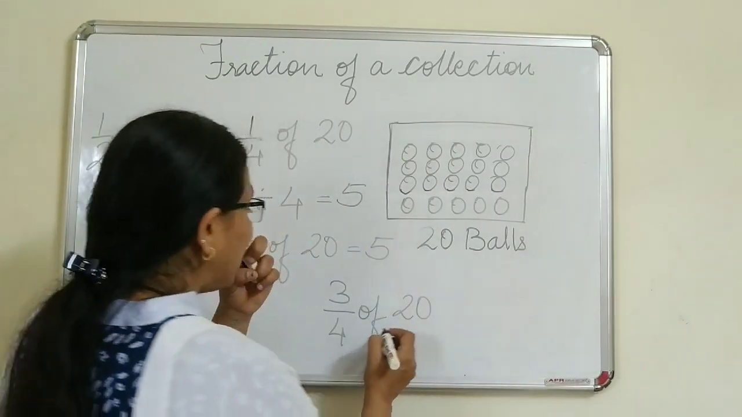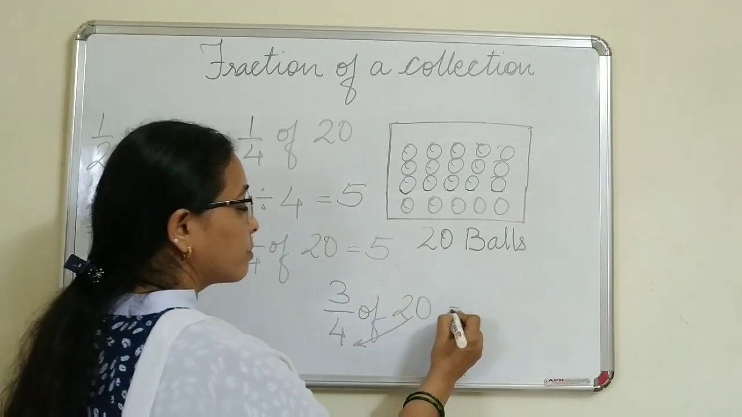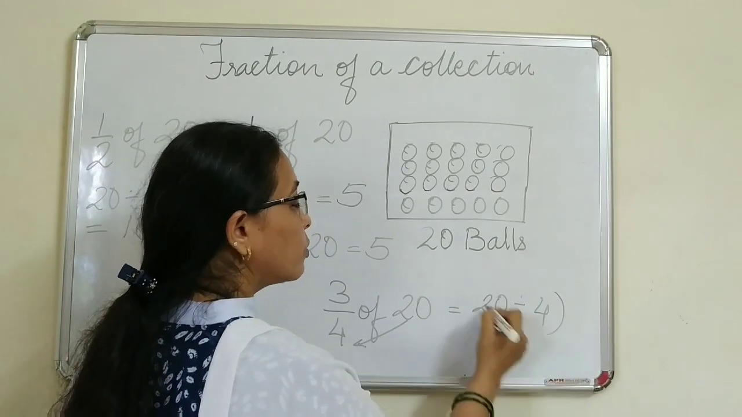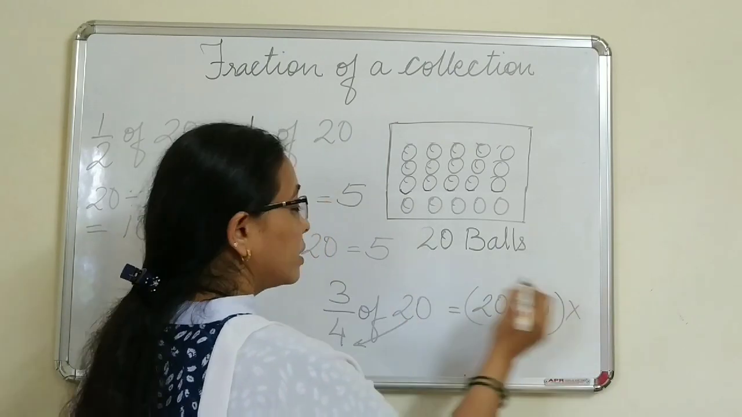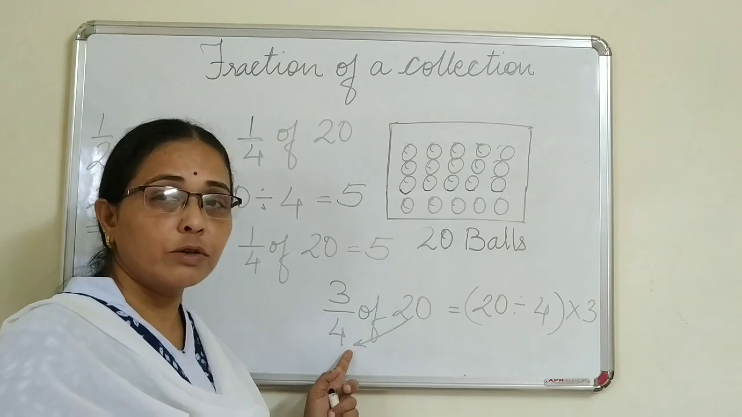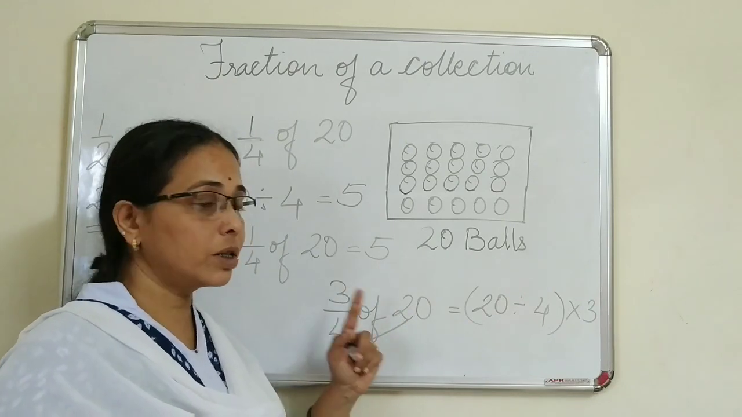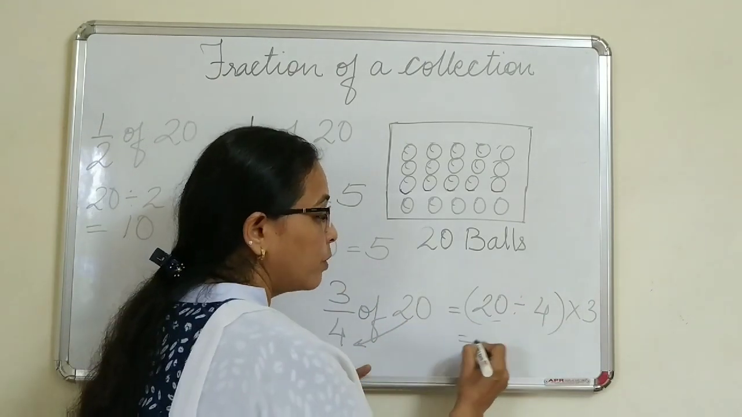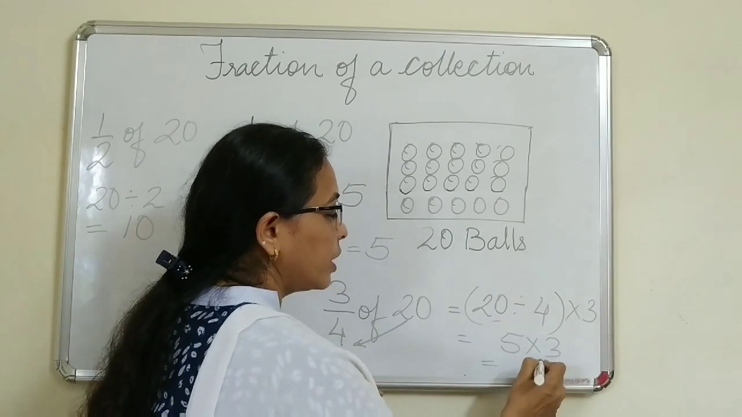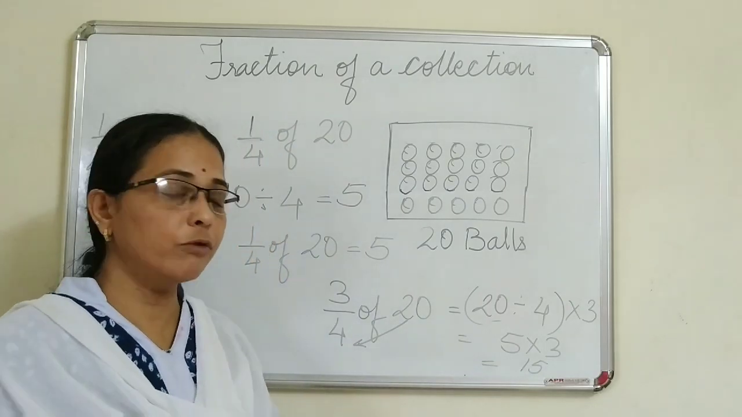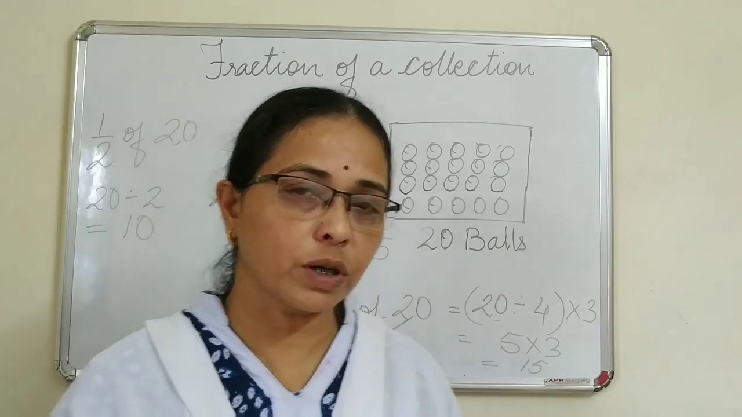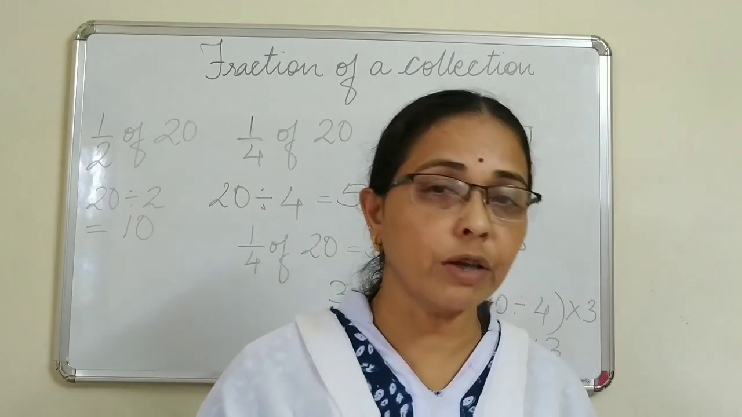See here, I will divide this 20 by 4 and then multiply this whole thing by 3. So 20 divided by 4, I get 5, and multiplied by 3, I get 15. That means you are going to give me 15 balls. If I ask for 3/4 of the count from 20 balls, you will give me 15 balls.